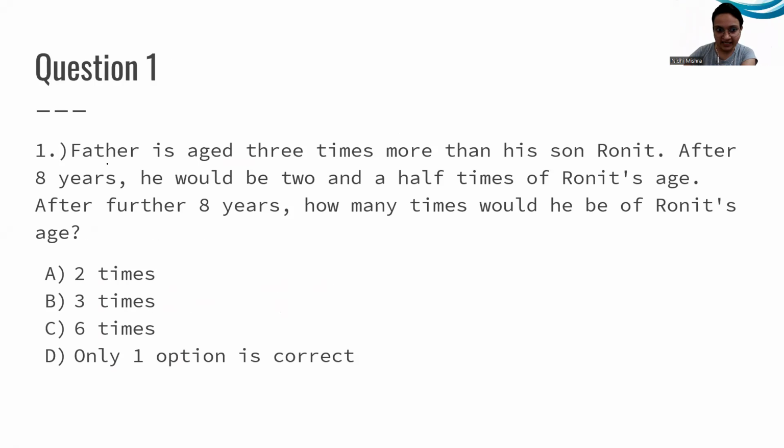Father is aged 3 times more than his son Rohit. So here a lot of students can make one mistake. They can write, so father is 3 times Rohit. Is this correct? How many of you did this? Is this correct? No. Why?